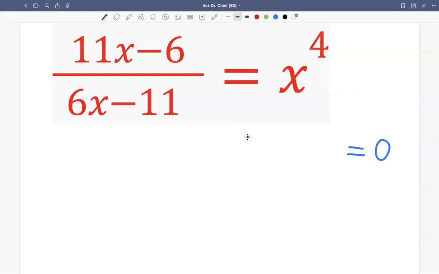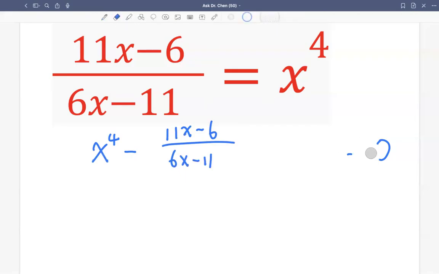So in this case, let's see, we want to move them together. So we do x raised to 4 minus 11x minus 6 over 6x minus 11, equal to 0. So how can we construct or manufacture common factors here? We want to put it in a factored form.